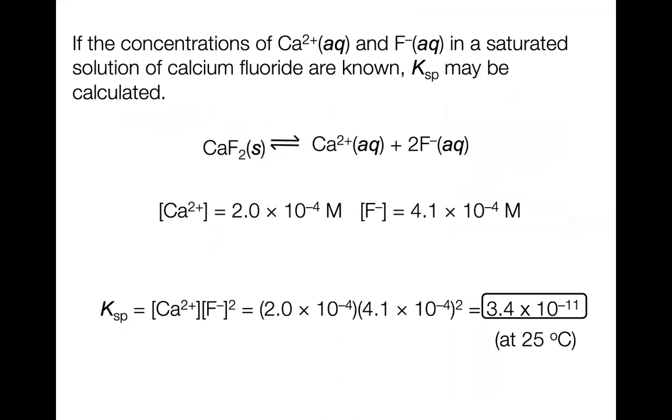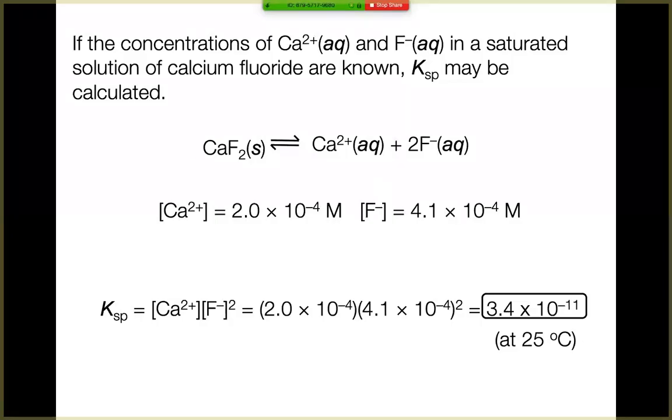All right, let's read through this slide and start to pull things apart. I've done the math already to make things a little easier, especially since this is a problem where I don't think we need to pull it apart as deeply as some others. It says, if the concentrations of Ca2+ aqueous and F- aqueous in a saturated solution of calcium fluoride are known, KSP can be calculated from that information.